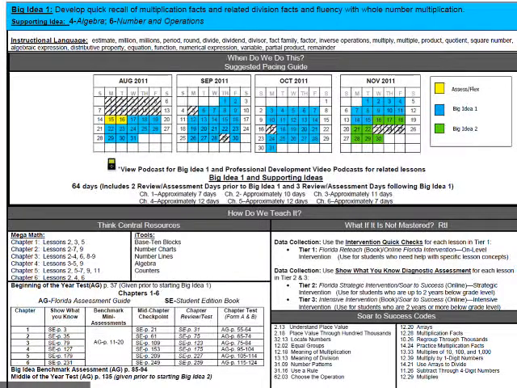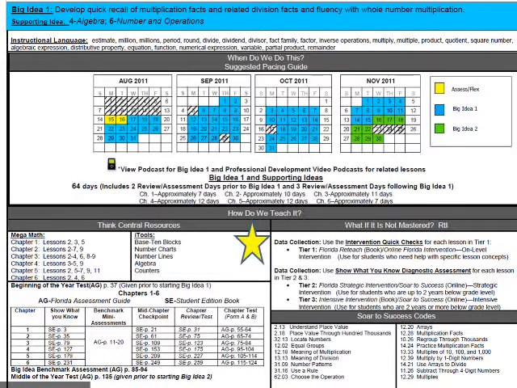Now, looking at the big idea overview, the top of the page gives you the big idea along with supporting ideas which are embedded with that big idea and instructional language that is taught within that big idea. In the middle of the page is the suggested pacing guide. This pacing guide is very vague. It gives you approximate days for the different chapters, and you'll find more specific dates within your toolbox.